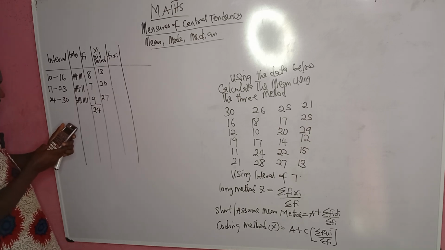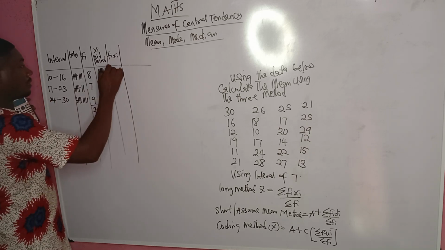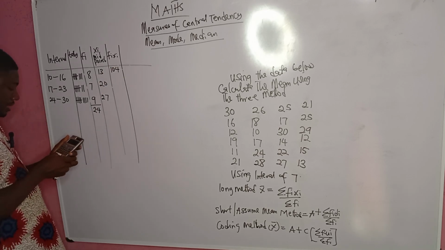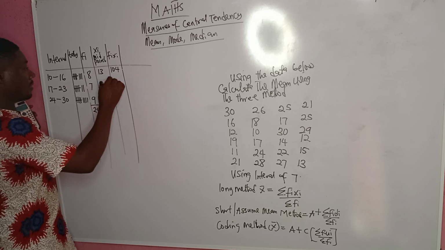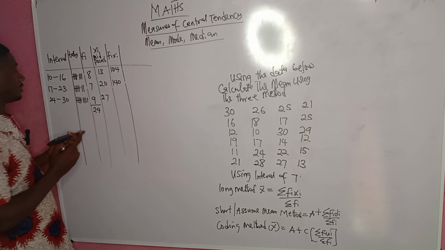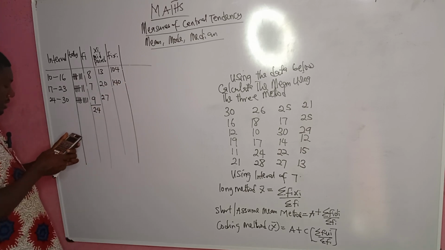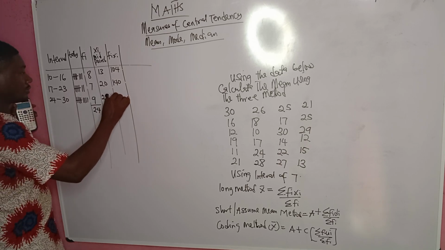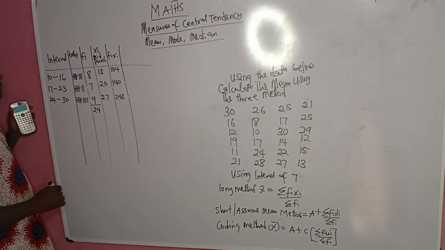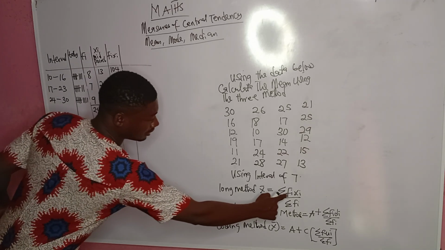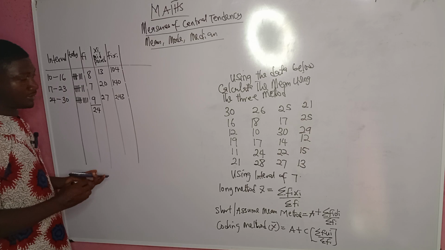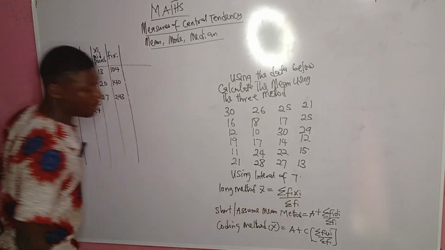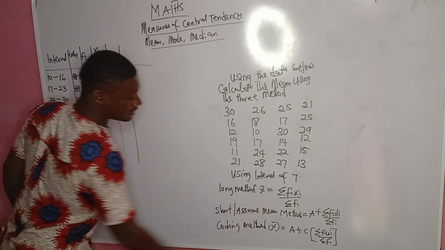8 times 13 will give us 104, and 7 times 20 will give us 140. 9 times 27 will give us 243. Okay, so watch that we have achieved one thing. The Fi and Xi is now together just like the way they are in the formula, but there is another thing attached to it: summation.